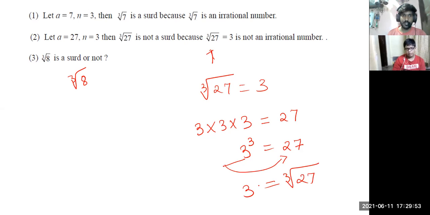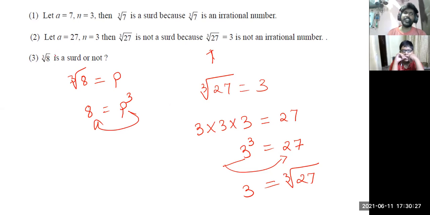Do you understand this? Okay. In the very same way, cube root of 8, suppose it is some number p, which we don't know. That means 8 will be equal to p cube, correct? Is there any number whose cube is 8? No, there is no such number whose cube is 8. That is why directly we can say that cube root of 8 is a surd. Are you following?